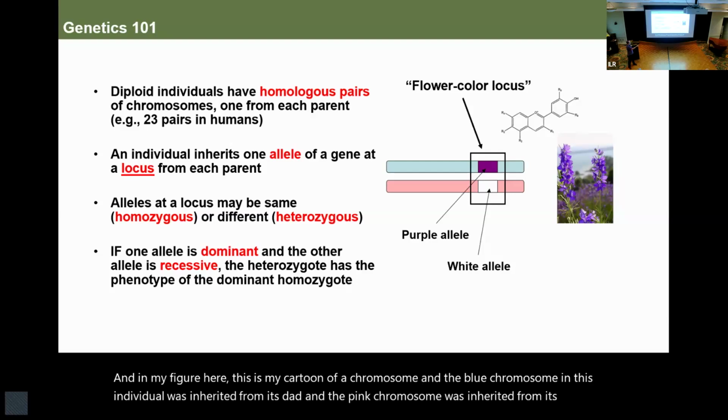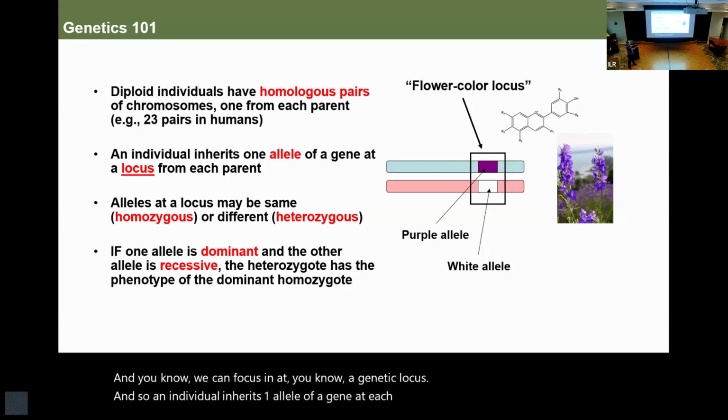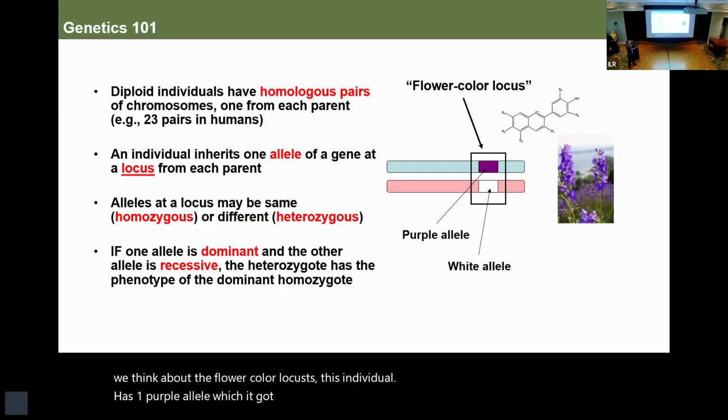And we can focus in at a genetic locus. An individual inherits one allele of a gene at each locus from each parent. Here, if we think about the flower color locus, this individual has one purple allele, which it got from its dad, and it has one white allele, which it got from its mom.